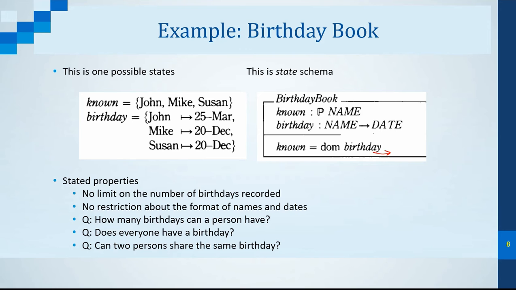And then here, how many birthdays can a person have? This is a question. Maybe we have to say it's only one, that the person has only one, because we also use the relation. Later we will see the types of relation. We have partial, we have total, we have so many types of relation. Does everyone have a birthday? This is also based on the relation. What relation do we use?